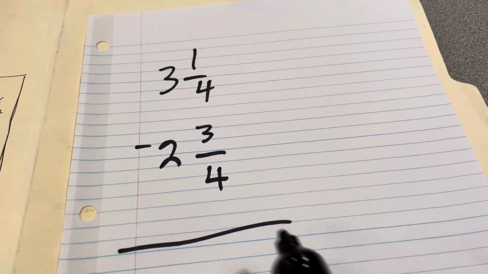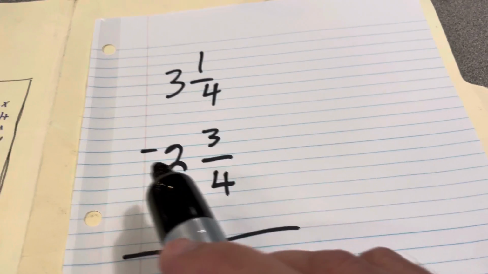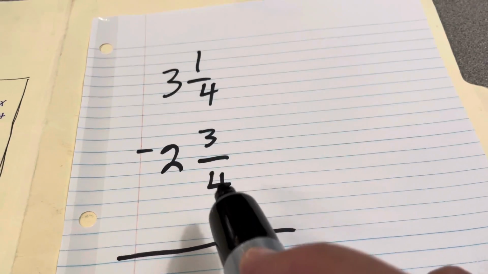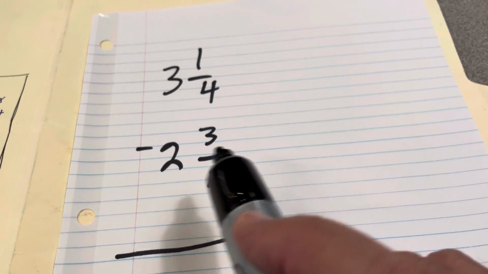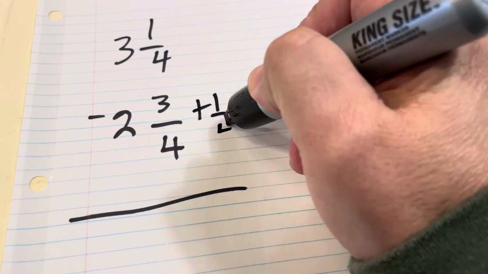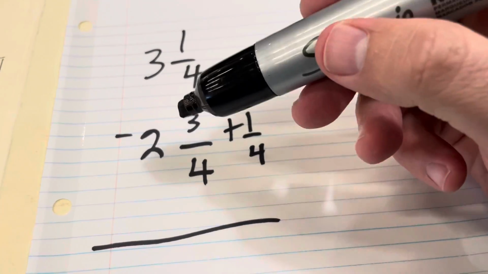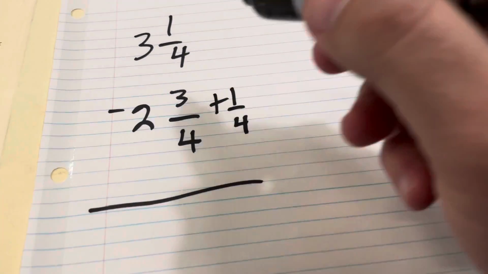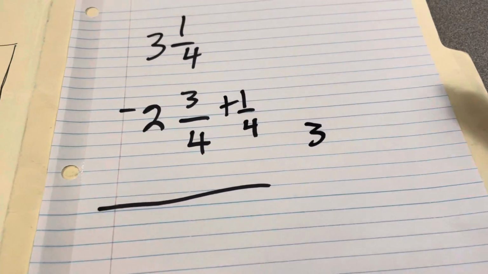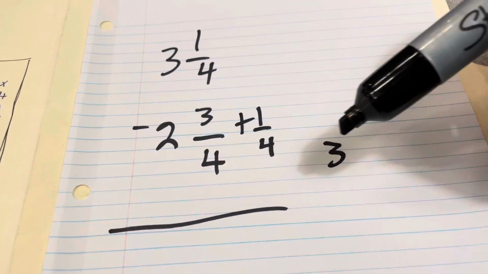So the concept here is, what would I have to add to this to get it to be, don't think about the subtraction sign as a negative, but just think of 2 and 3/4. What would I have to add to this 3/4 to bump this up to be 3? Well, notice if I added 1/4 here, 3/4 and 1/4 would make this 3, right? So 1/4 and 3/4 is 1, and 1 plus 2 is 3.